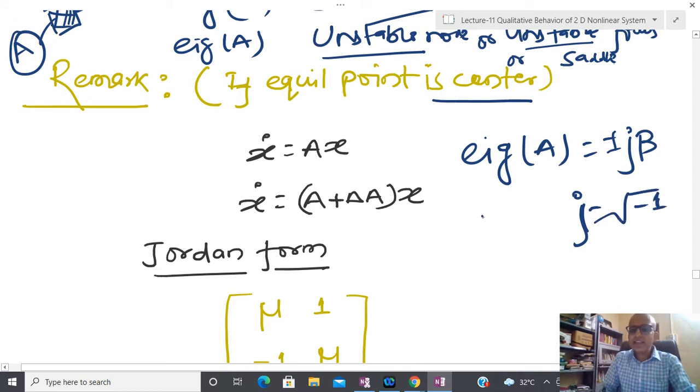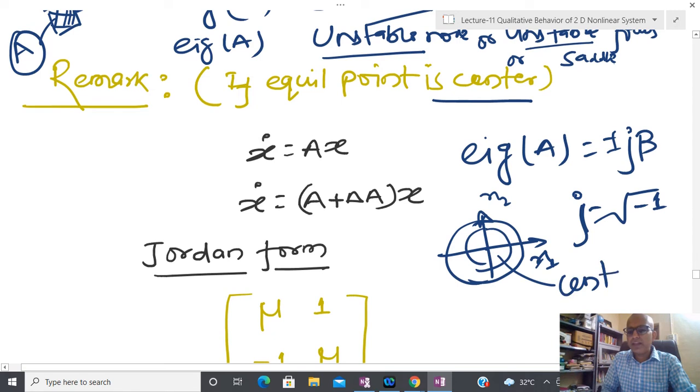So in this case, what we found is that in the two-dimensional plane x1 and x2, I have some kind of center behavior. Center also means that if I start on this orbit, then I am going to continue on this particular orbit only. Not axis, I am saying orbit.